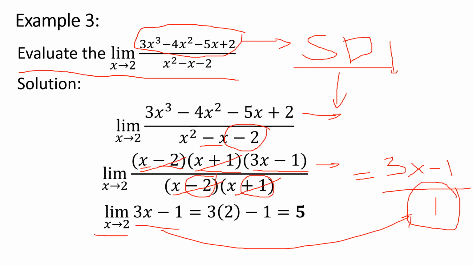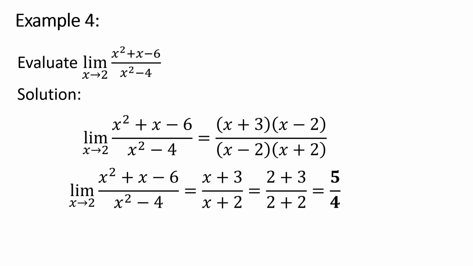Now, since it is simplified, let's apply the value of your limit. We simply use 2 as the value of your x. We simply substitute this 2 to your x variable here. So that will be 3 multiplied by 2, that will be 6 minus 1, then that will be equal to 5. So the final answer, or the value of the limit of 3x cubed minus 4x squared minus 5x plus 2 over x squared minus x minus 2 when x approaches 2, is equal to 5.